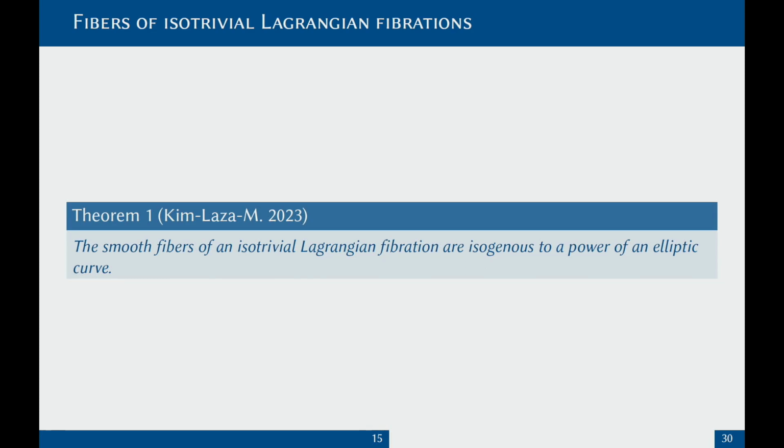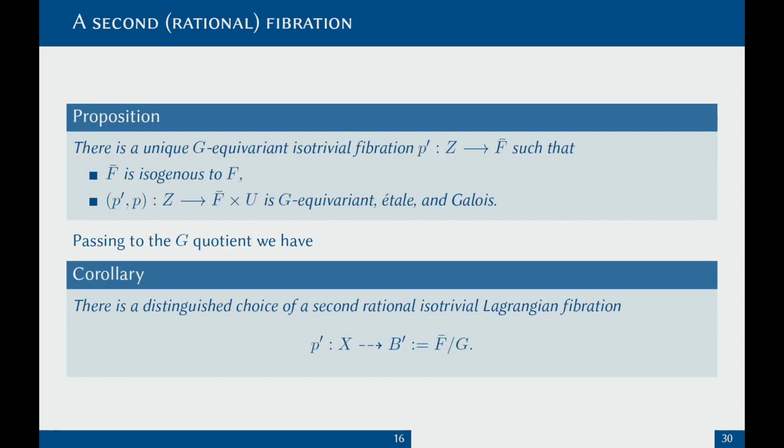Because there's very few. You have a one-parameter family of elliptic curves, so you have a one-parameter family of possible fibers of isotrivial Lagrangian fibrations. So let me sketch for you how the proof goes.